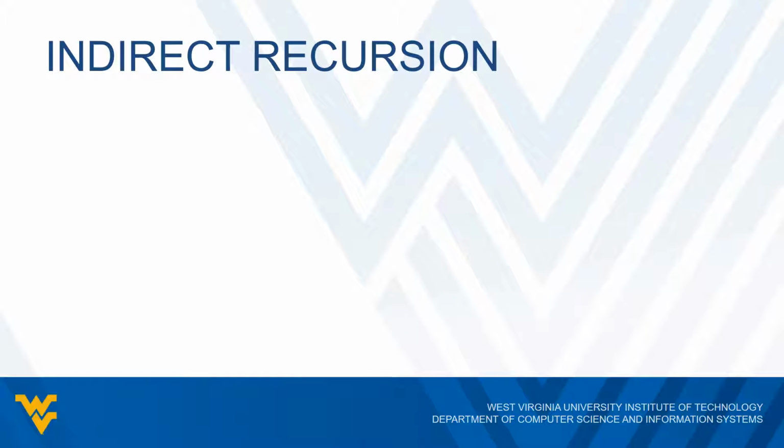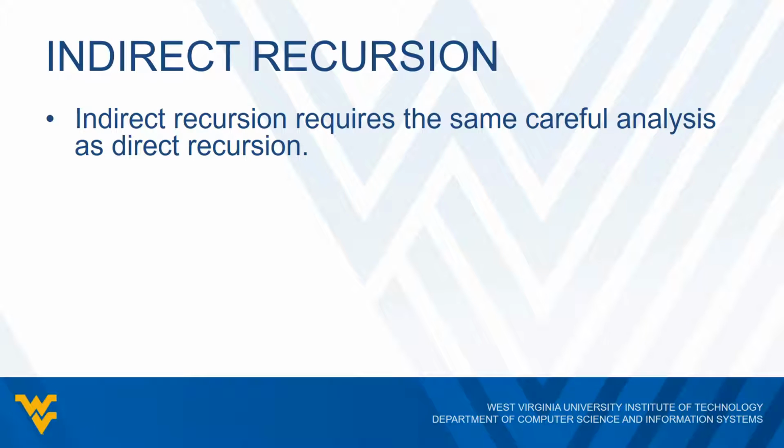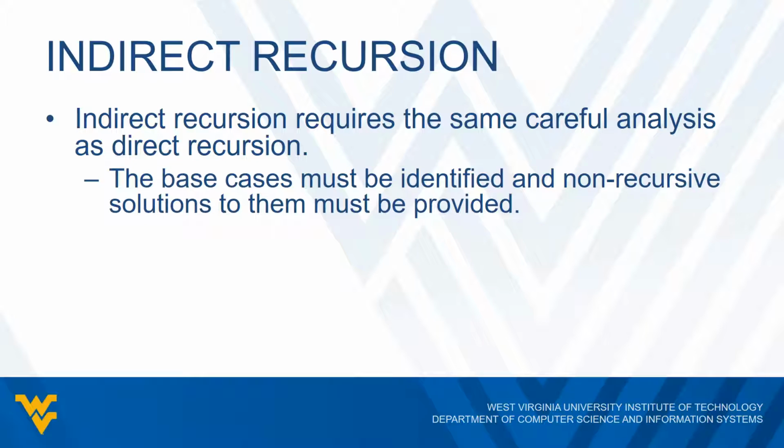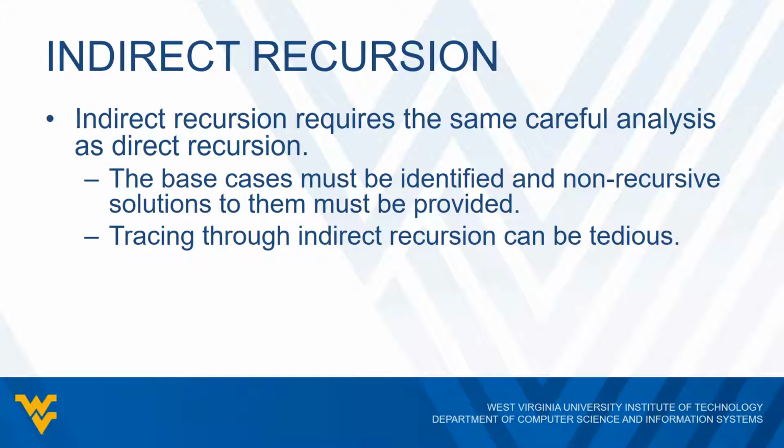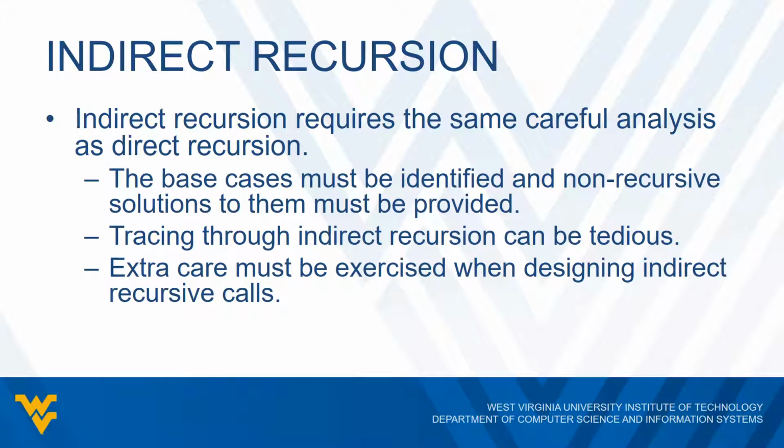A couple things about indirect recursion. So it does require the same analysis as direct recursion. So we have to be very careful when we're analyzing and designing indirect recursive methods. So the base cases have to be identified. So we still have to know what those base cases are. And we still need to have non-recursive solutions for those base cases, even if it is several method calls away. Now, the other thing we should mention is because we're calling several methods before we actually see the recursion, tracing through indirect recursion can be a very tedious process. So that's why I said that we have to be very careful whenever we're designing indirect recursive methods.